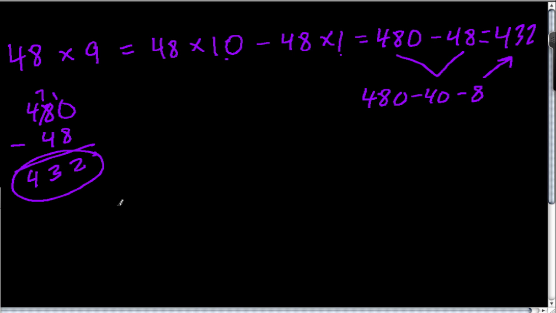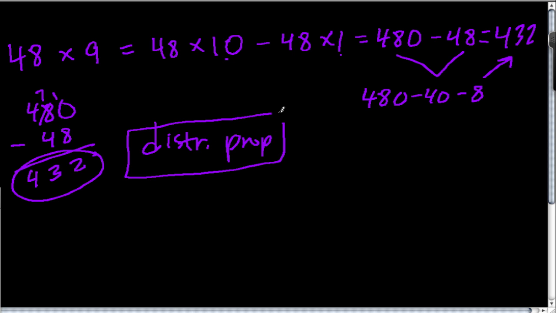So what's going on here, and why does this work? Well, something called the distributive property is kind of the behind-the-scenes property here, and it really helps us. It tells us that if you break a number apart, like the number 9, we broke it into 10 minus 1, and you multiply those two parts by your other number, you'd be okay.